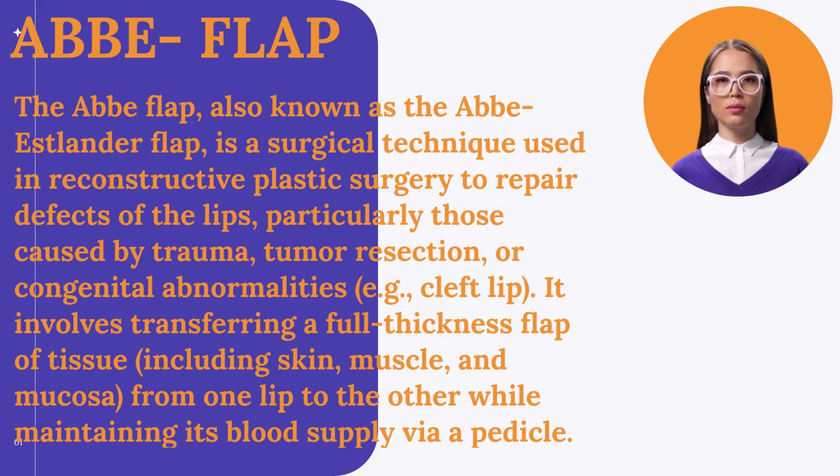Key features. Purpose: to restore both functional and aesthetic integrity of the lips. It is often used to reconstruct one lip using tissue from the opposite lip, upper or lower. Procedure: a pedicled flap of tissue is taken from the donor lip. The flap is rotated and sutured to the recipient area. The blood supply is preserved via the labial artery, ensuring tissue viability.